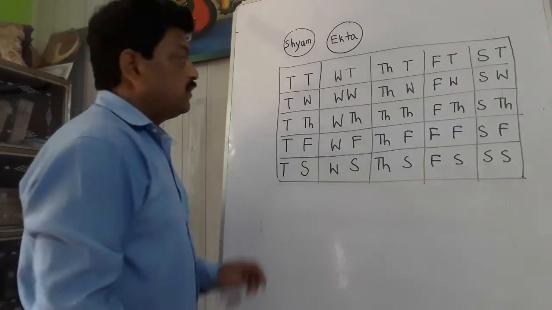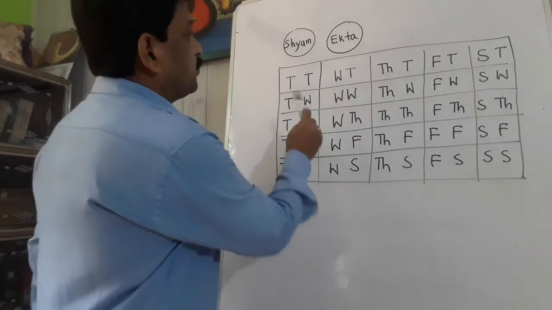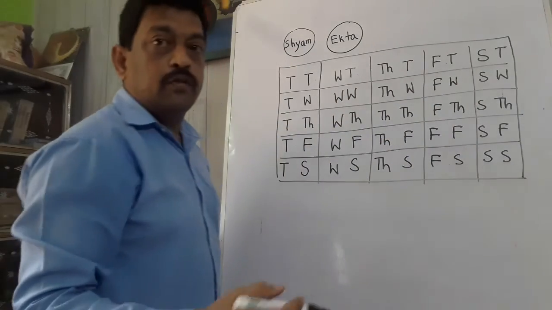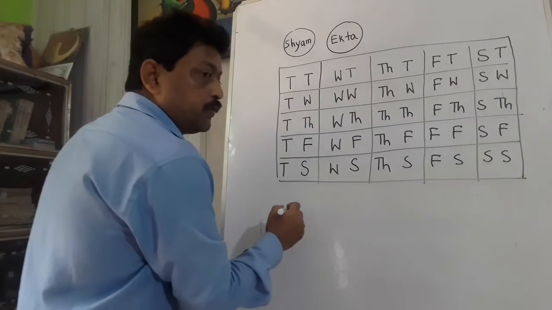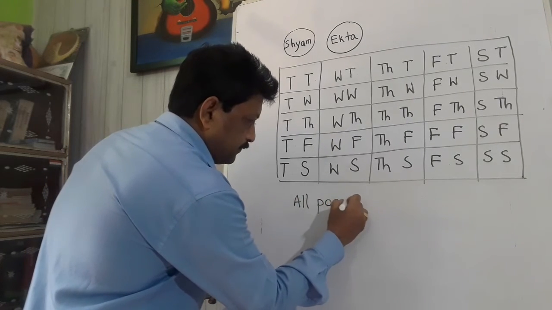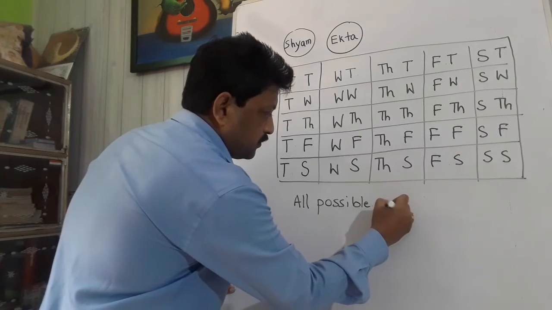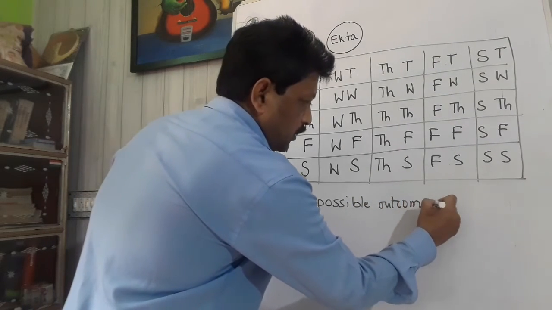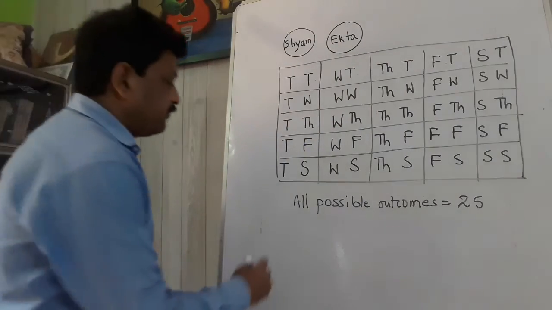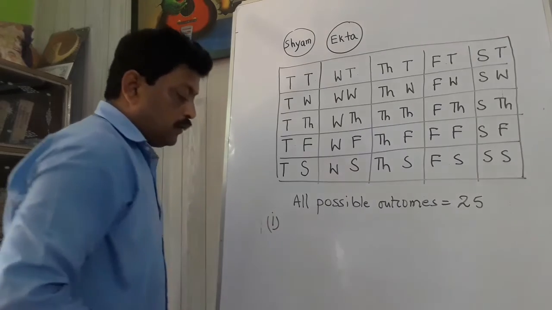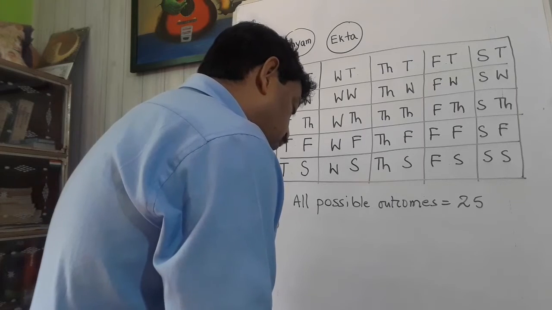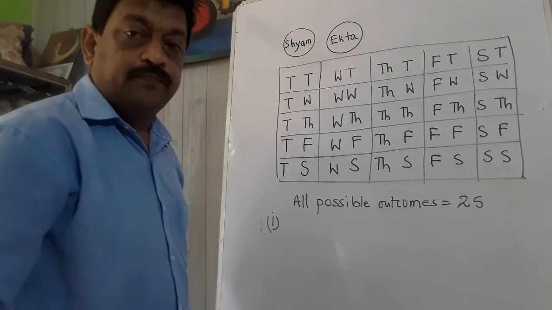Therefore, we can see there are how many outcomes? 1, 2, 3, 4, 5. There are 25 total outcomes. So all possible outcomes equals 25. What is the first question? The first question says, what is the probability that both will visit the shop on the same day?